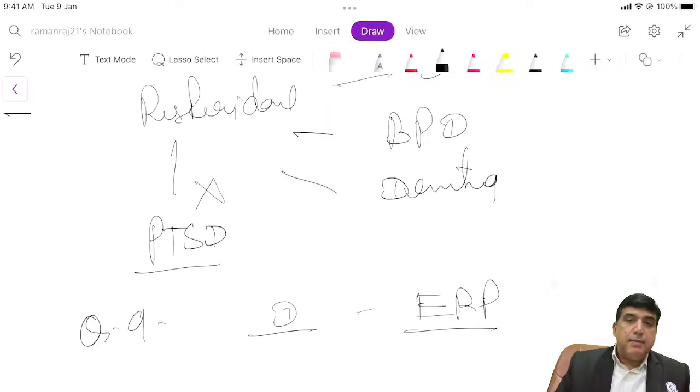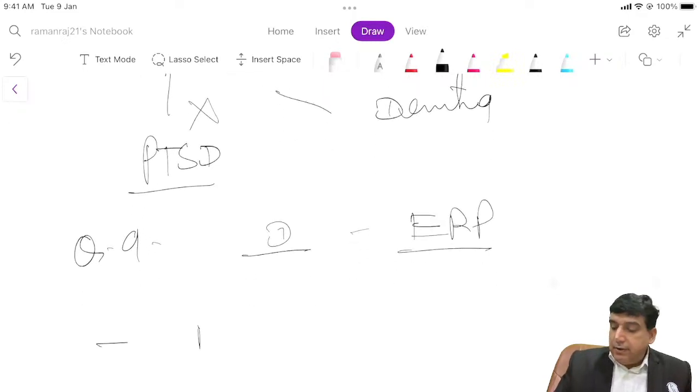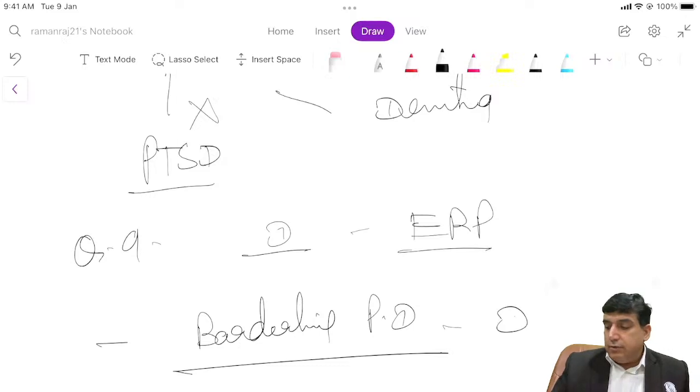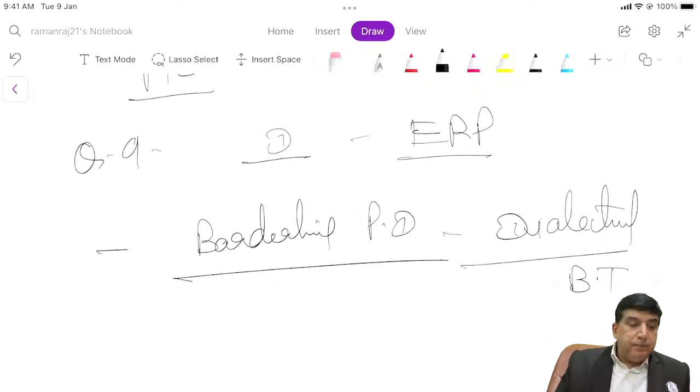That's why I mentioned again and again that they are asking MCQs about OCD. Dialectical behavior therapy we use in borderline personality disorder. Okay, so systemic desensitization, briefly I will tell you.